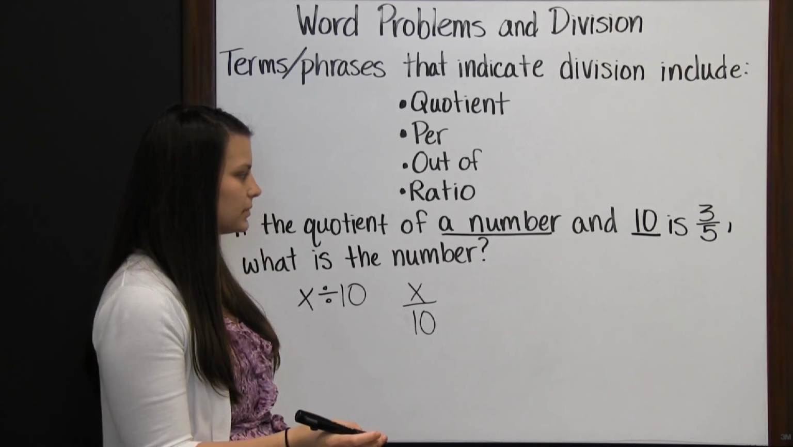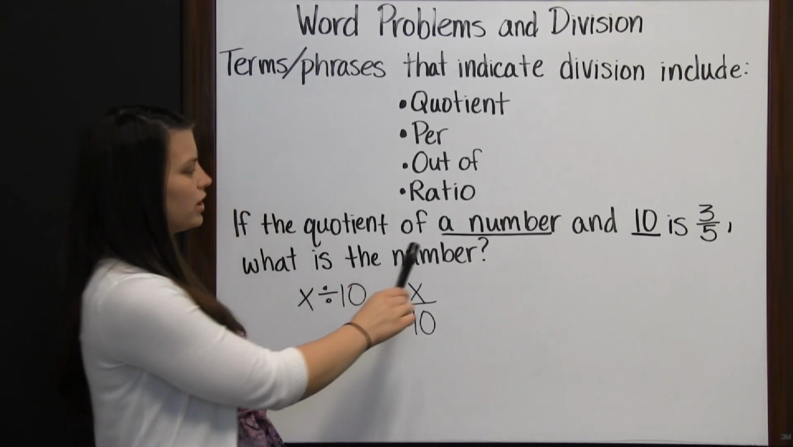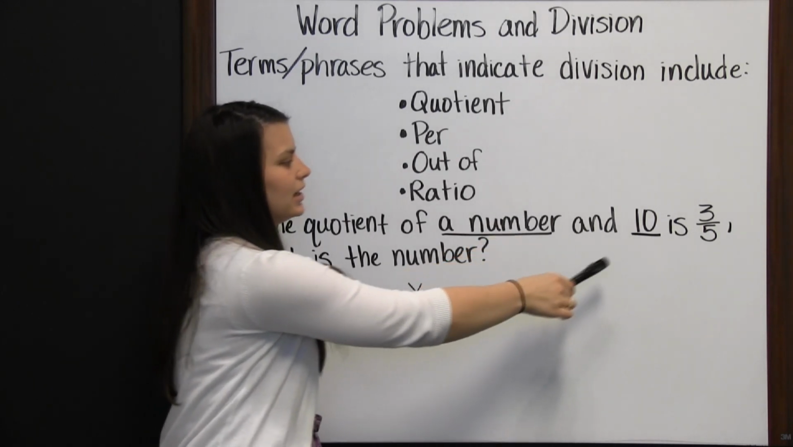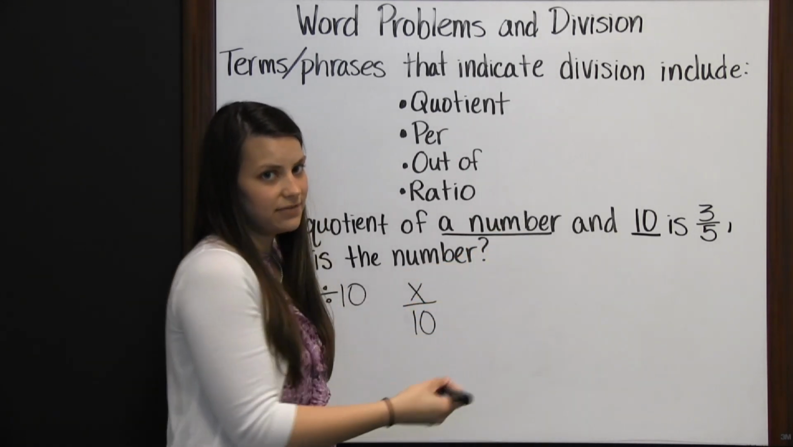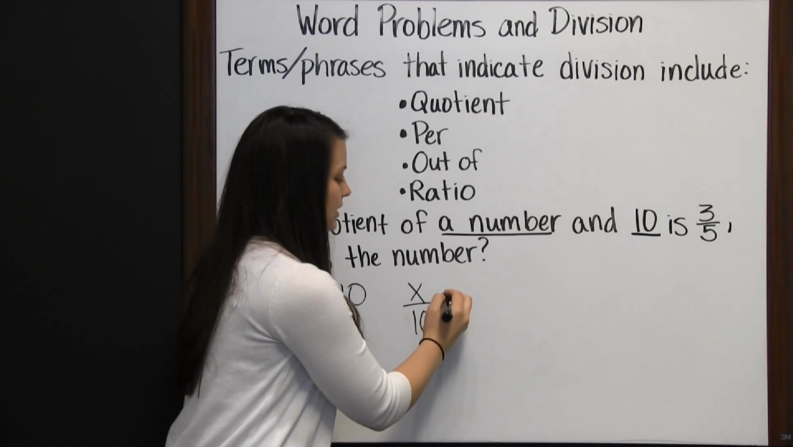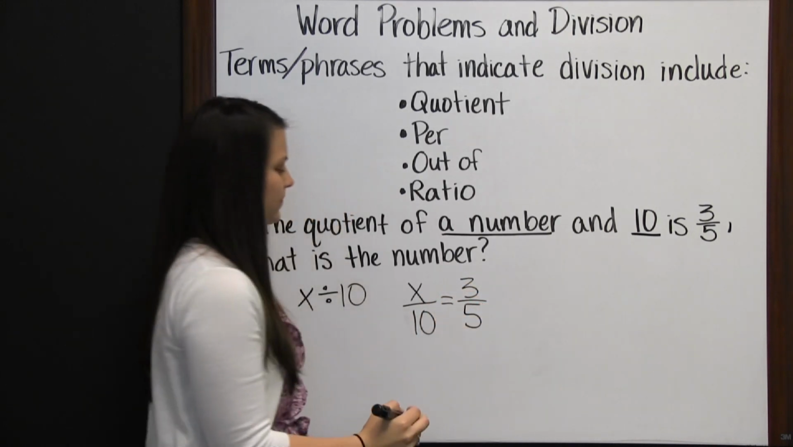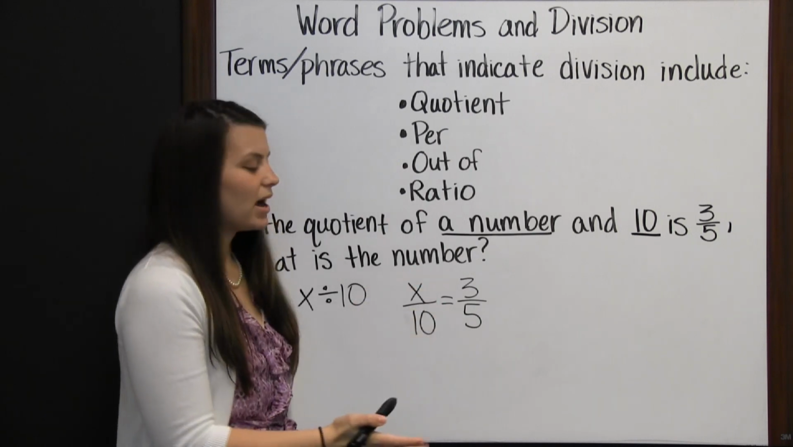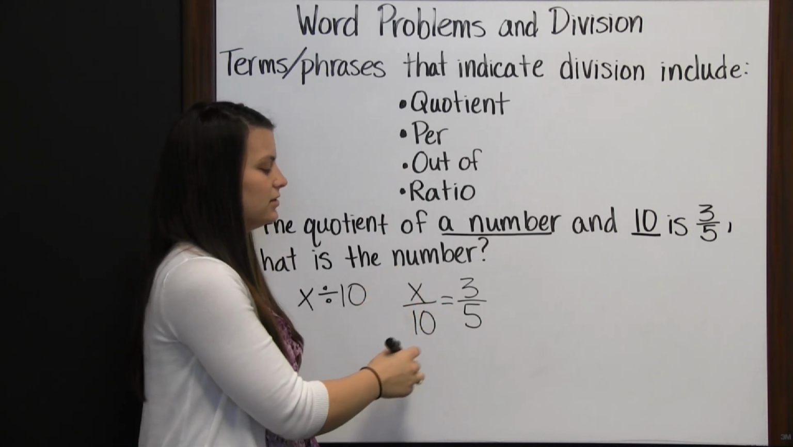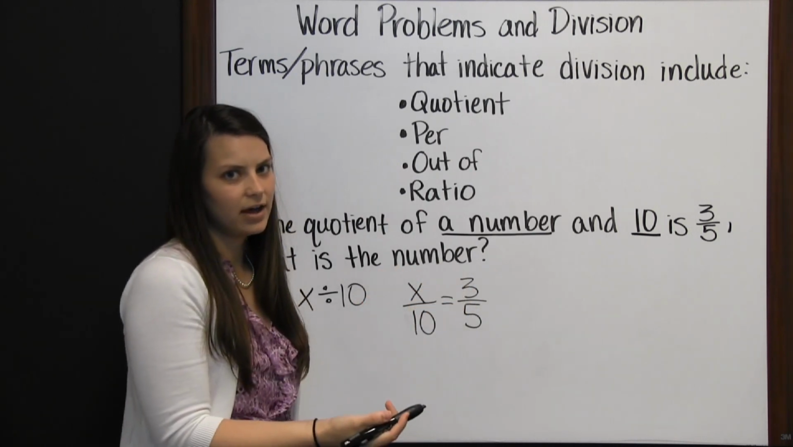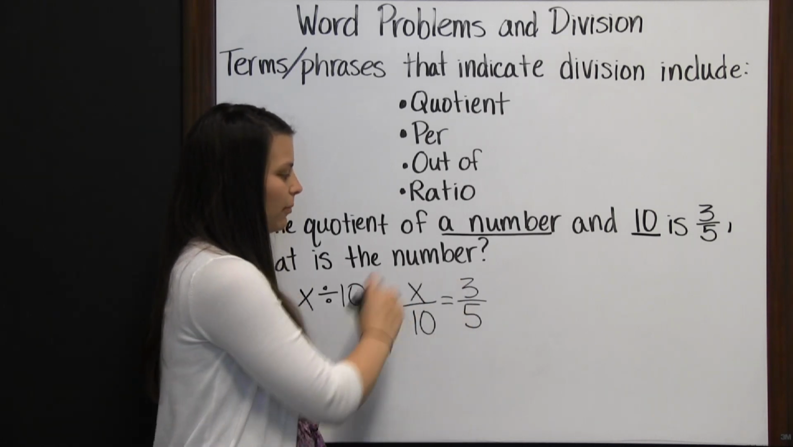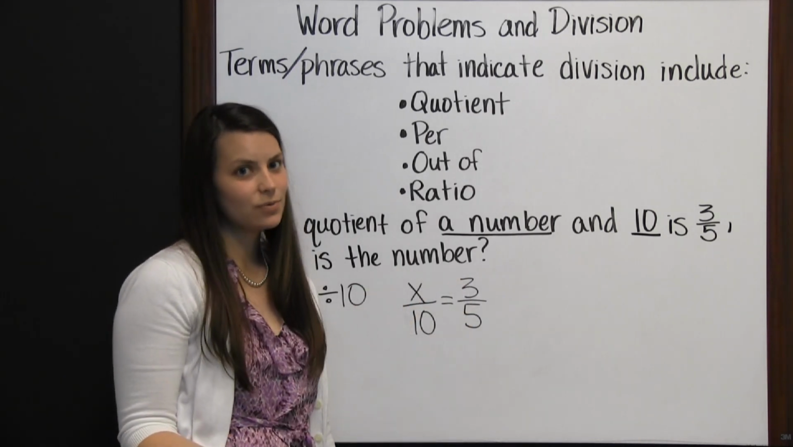Let's finish the sentence. If the quotient of a number and 10 is 3/5, is equals 3/5. Now, since I chose to write it this way, x divided by 10 equals 3 divided by 5, it looks like a proportion, and that's because it is one.